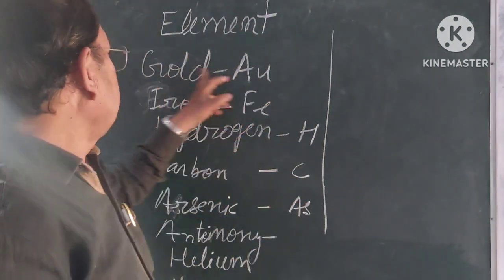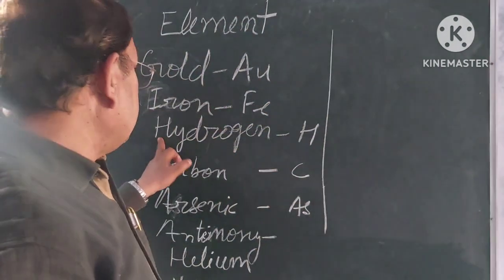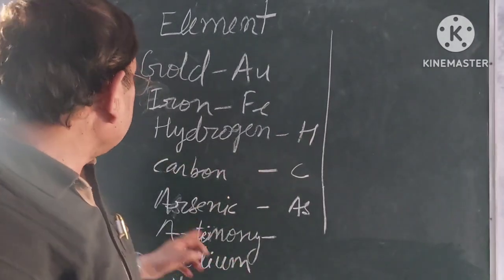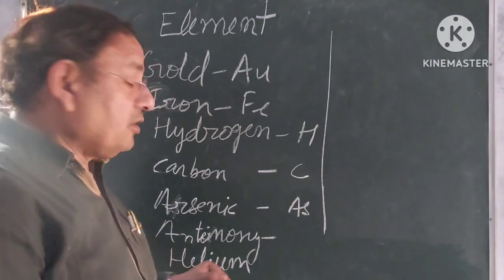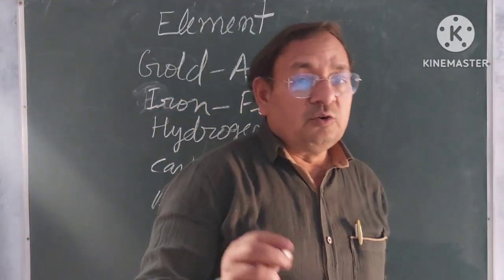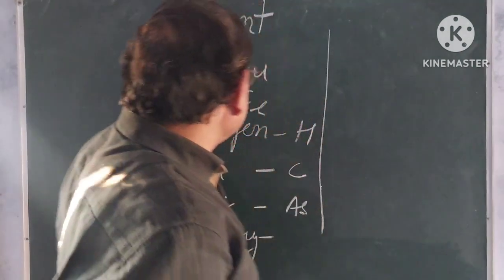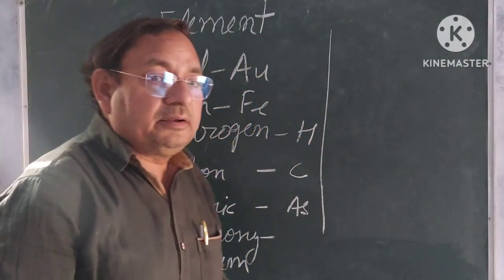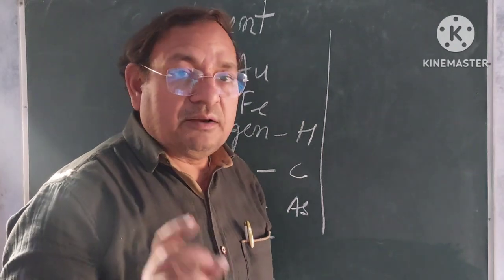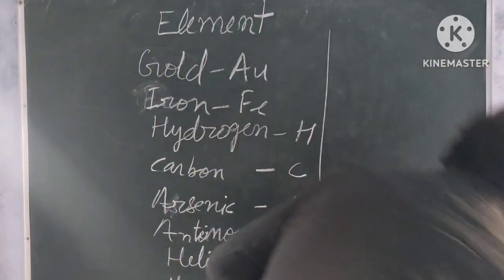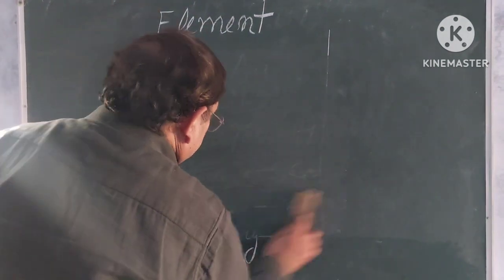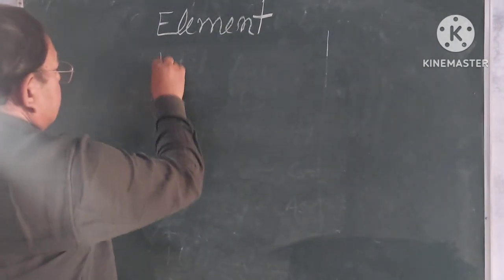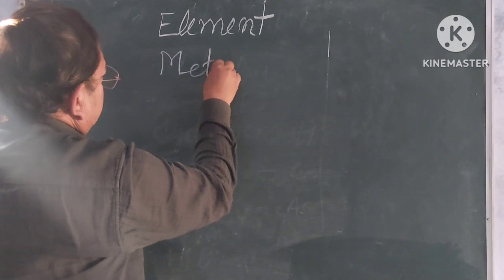Just understand, gold, iron are metals. Hydrogen and carbon are non-metals. Arsenic, antimony, these are metalloids. Helium, neon, these are noble gas elements. But out of all these, I will discuss more about the metal today. Now, my dear students, understand metals.